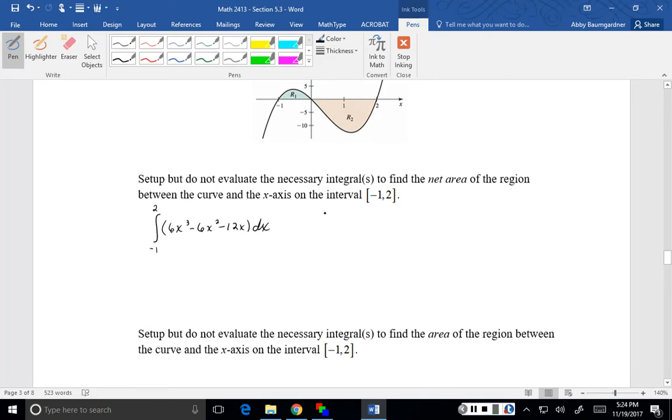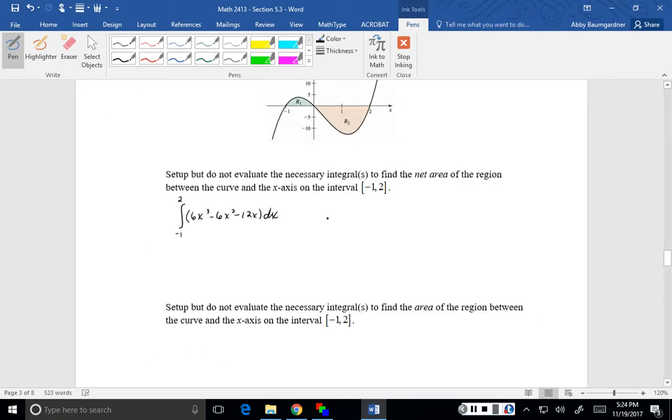Here, though, you're asked to set up but do not evaluate the necessary integrals to find the area of the region. It doesn't say net area, it says area. So in this case, you want to assume that they're talking about actual area. This one's problematic. This one, we have to break into two pieces because if they want the actual area, we cannot allow a portion of it to be negative. So the actual area, we break into two pieces. We go from -1 to 0, and we don't have to do anything with it because it's already above the x-axis and will return positive values.